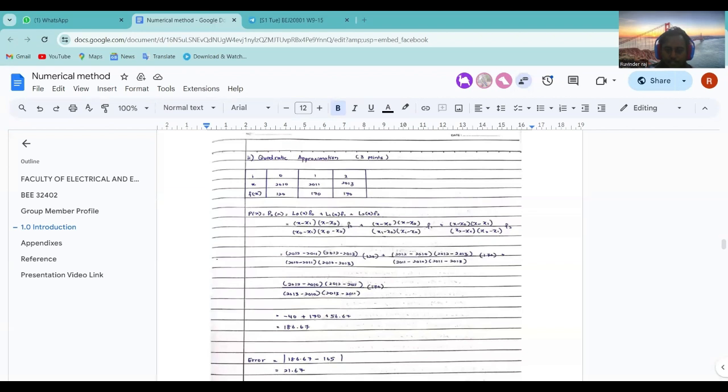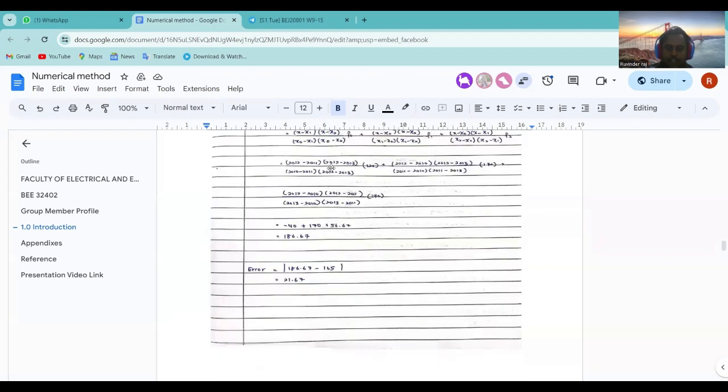we can find that the polynomial at x is equal to 186.67, and the error is 21.67.